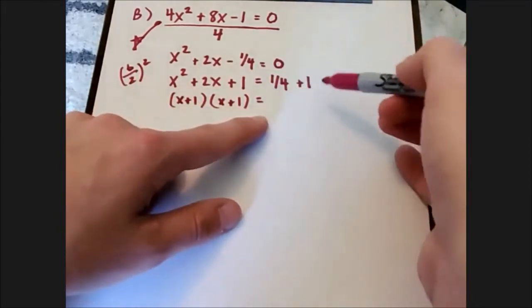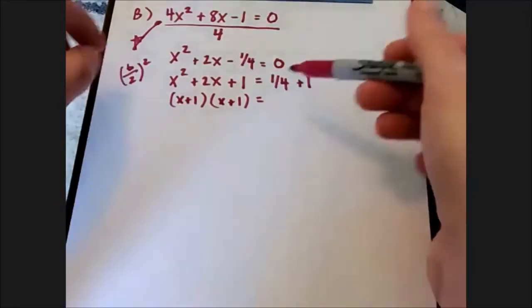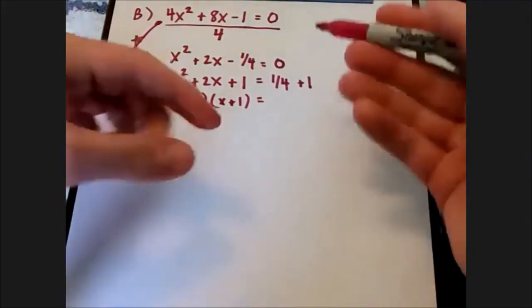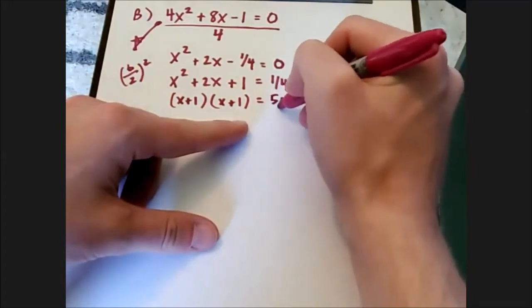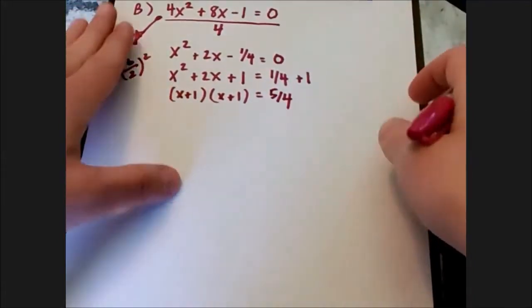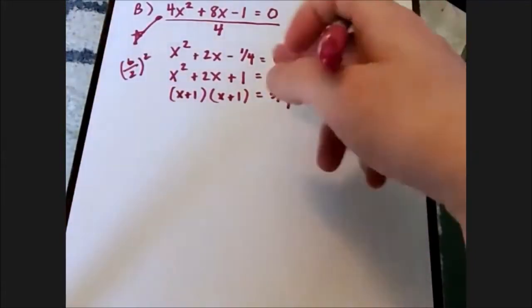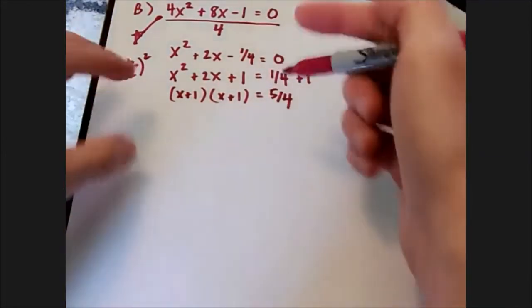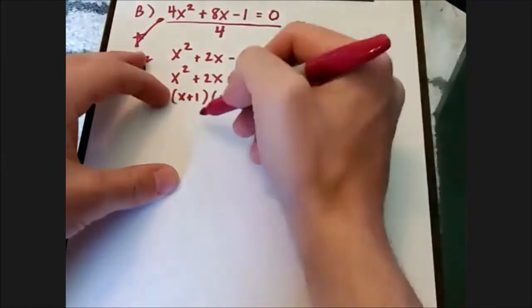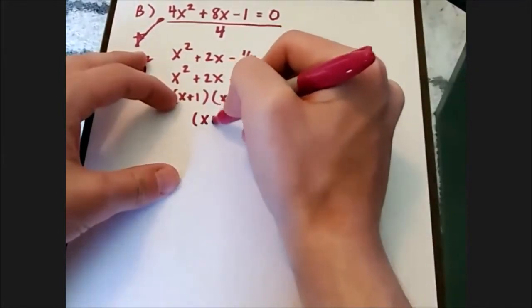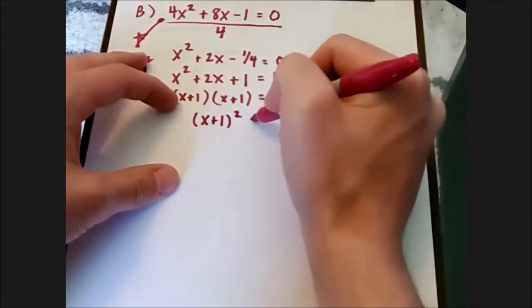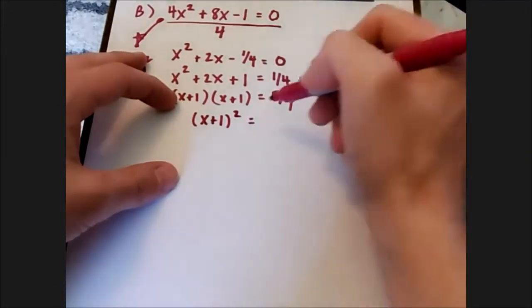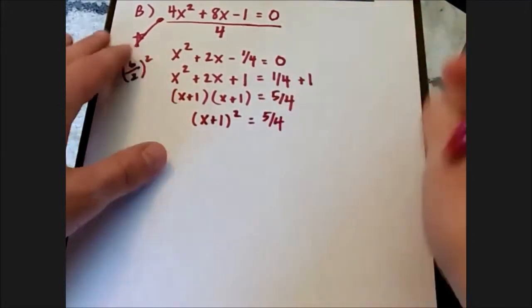On the right-hand side, you feel free to clean that up. You have 1/4 plus 1, which is not 2/4. I don't want to get too involved in the fractions at the moment, but 1/4 plus 1 is 5/4. Make sure you use common denominators there. And then, since those are the same factor, you can rewrite them as x plus 1 quantity squared equals 5/4.